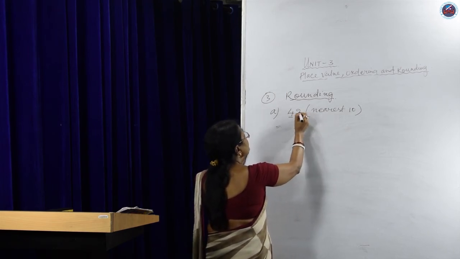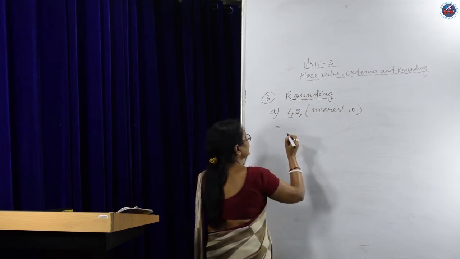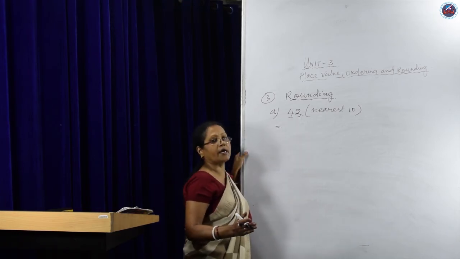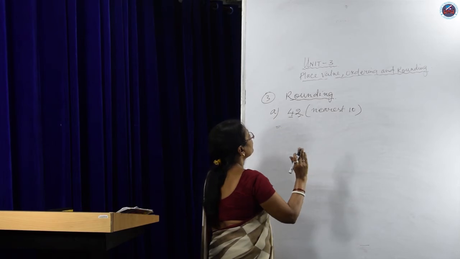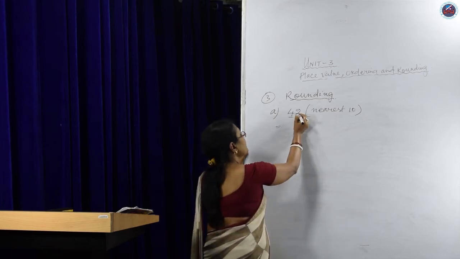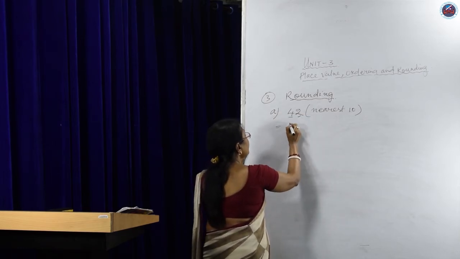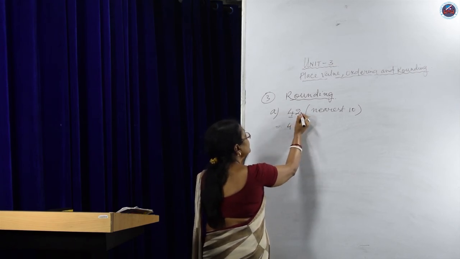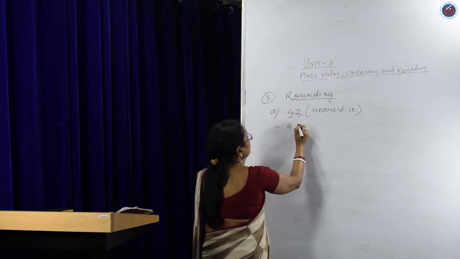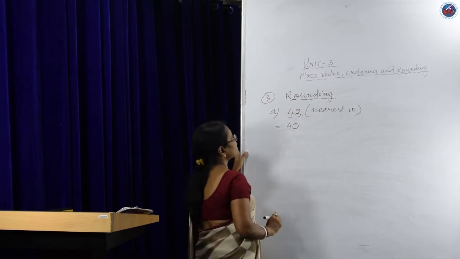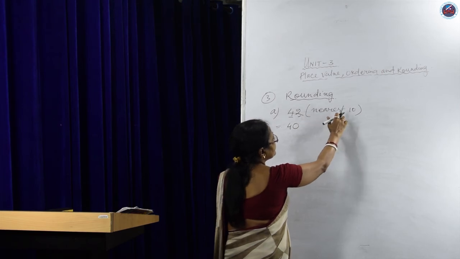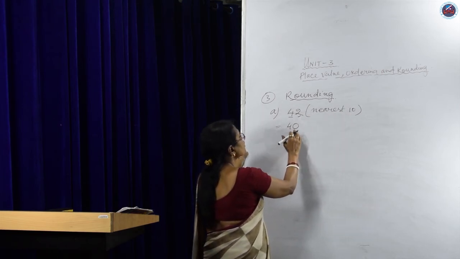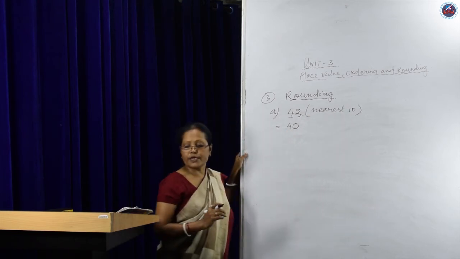Since here to the right of 4, 2 is there, which is smaller than 5, you don't need to add 1 to the 4. So while writing the answer, the tens digit will be 4, and the next digit will turn into 0. So when you are rounding 42 to the nearest 10, it becomes 40.